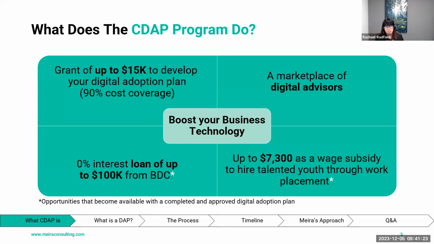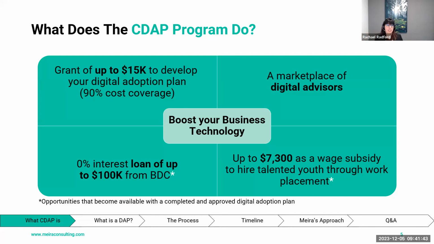It's up to $100,000. So if your business has revenue of more than 5 million, you can get 100,000. If it's less than 5 million, then you can get up to $50,000. So they have a break there around your revenue size as to how much interest-free loan they will allow you to apply for.